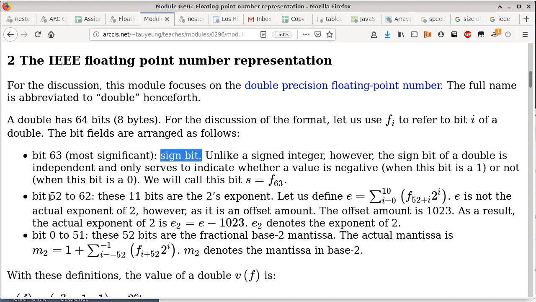Bits 52 to 62, there are 11 bits here, and what they do is a little bit more complicated. The first thing we'll do is look at this portion here. Just look at the equation that is highlighted. We first come up with lowercase e, which has nothing to do with the e in scientific notation. I just choose to use a variable named e in this discussion.